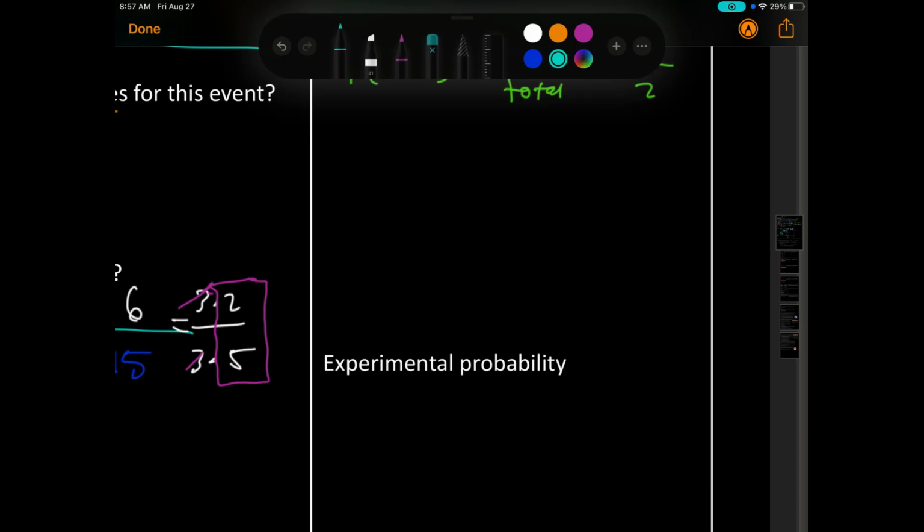Okay, theoretical probability is what we expect, and experimental probability is what actually happened in reality. I can't spell reality.